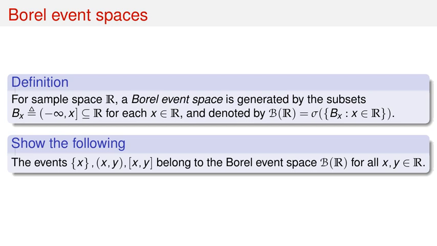As a task, show that the following events belong to this Borel event space B(R) for all x, y in R: the singleton set {x}, the open interval from x to y, and the closed interval from x to y.